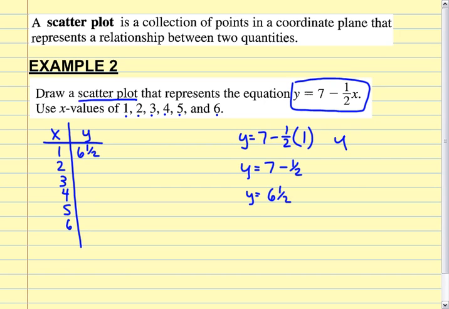If x equals 2, I get y is equal to 7 minus a half times 2. What's a half times 2, Bailey? 1. So then I get y is equal to 7 minus 1. Bailey, what's 7 minus 1? 6. So y is equal to 6. When x equals 2, y equals 6.